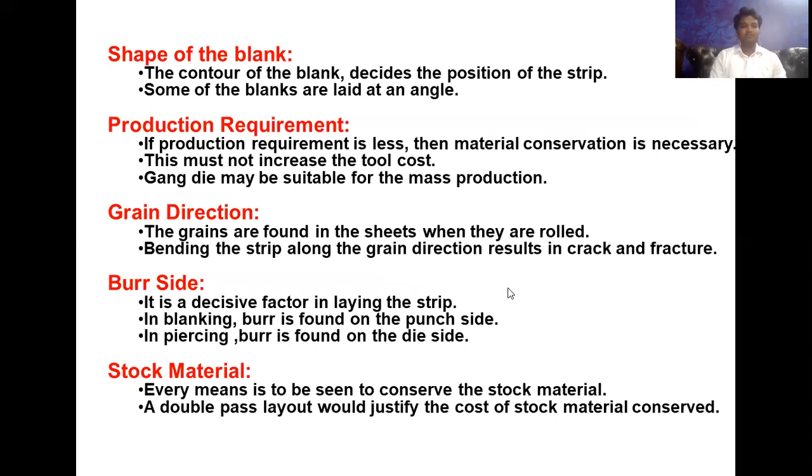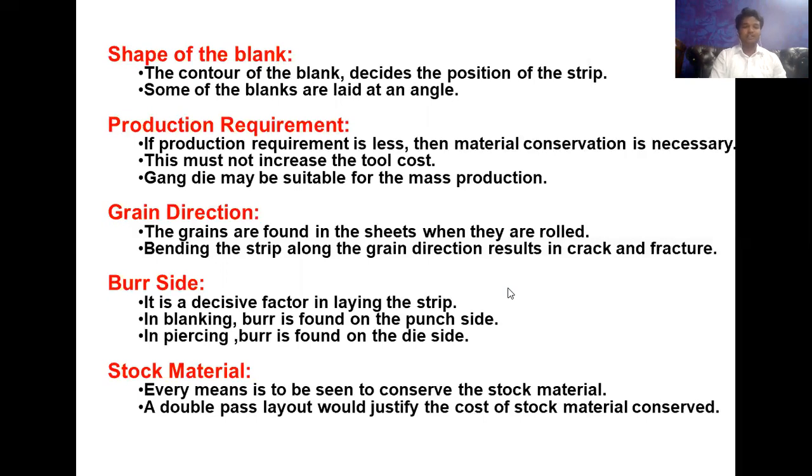Production requirement. As we have said, this is one of the requirements for the strip design. If production requirement is less, then material conservation is necessary. This must not increase the tool cost. When the production is less, we have to conserve the material as well, and also we must not increase the tool cost. With a limited tool, we have to produce enough goods. Gang die may be suitable for mass production. We have to use a gang die, that is multiple dies, which are positioned parallelly or sequentially. So we call this a gang die.